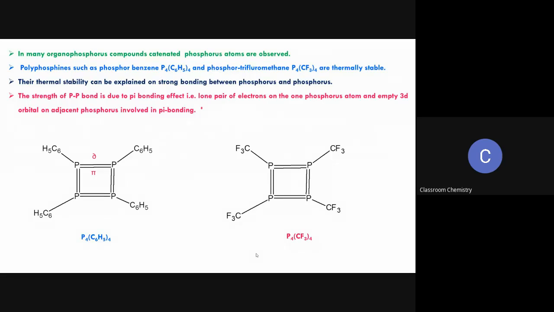When the bond is formed between phosphorus and phosphorus, the strength of the phosphorus-phosphorus pi bond is due to the pi bonding effect. That is, the lone pair of electrons on the phosphorus atoms and empty 3d orbitals on adjacent phosphorus are involved in pi bonding. That's why in phosphorobenzene and phosphor trifluoromethane there is one sigma bond and another one is the pi bond, and that's why this molecule is a stable one.